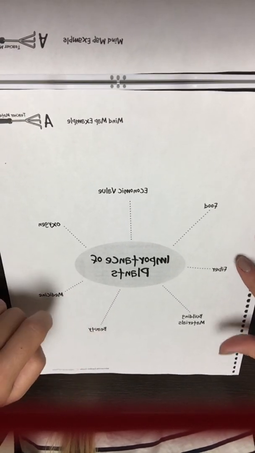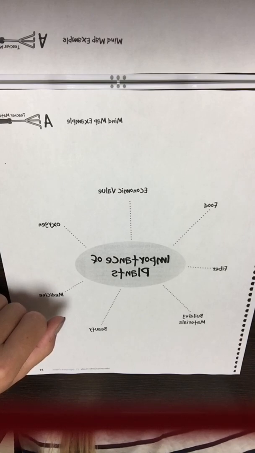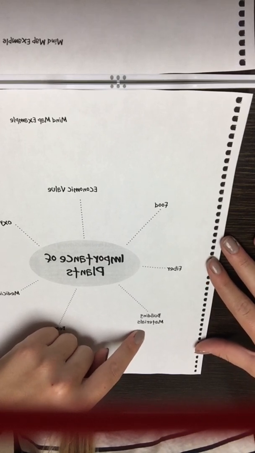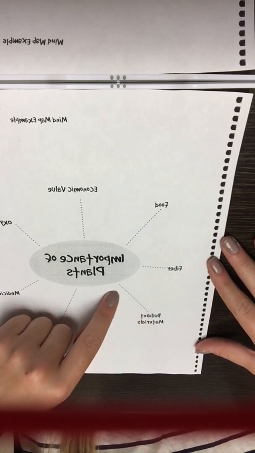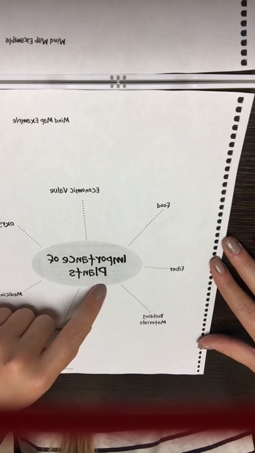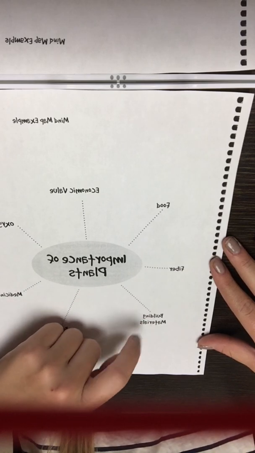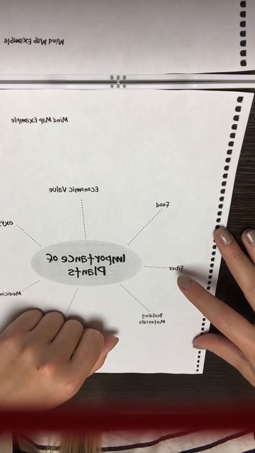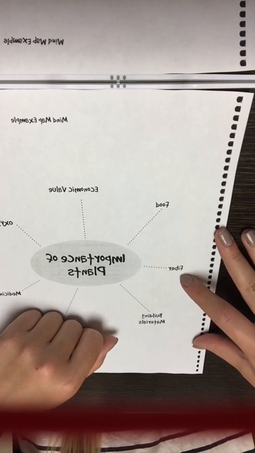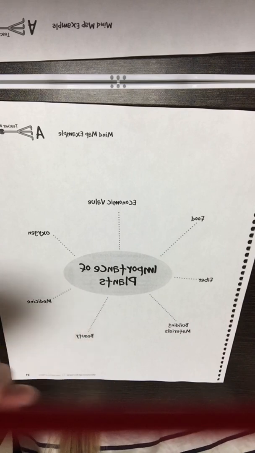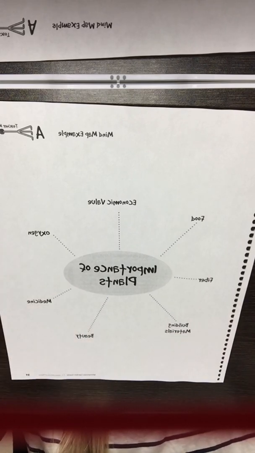Beauty: there are many products that we use for makeup or skincare that help us. Building materials: there are so many ways that we use plants in our lives for building materials. We use wood for many things, and I'm sure that you can think of some things right off the bat. Fiber: lots of plants and vegetables and fruits contain this, and this helps our bodies. And then obviously food. We eat many vegetables and fruits in our lives.